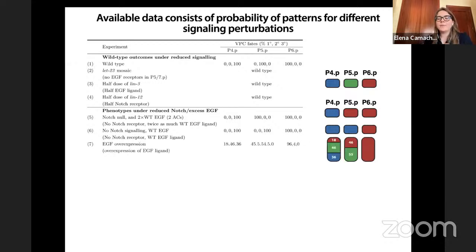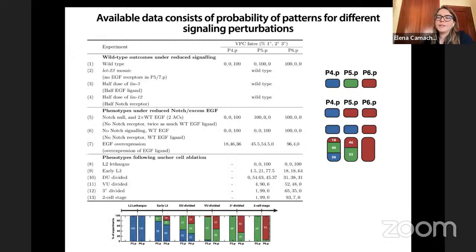There are other perturbations which are called partially penetrant, where we don't get a deterministic outcome, but we will get different patterns depending on the experiment. So for example, if EGF is better expressed, we might get different patterns, whose proportions are shown here.